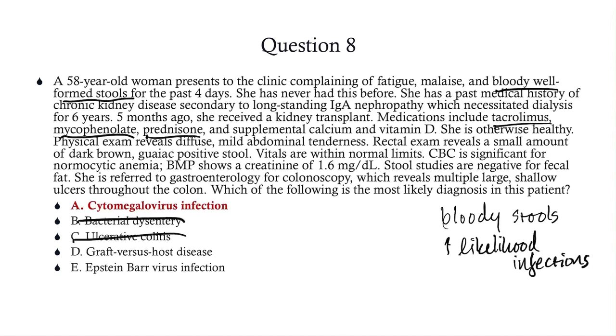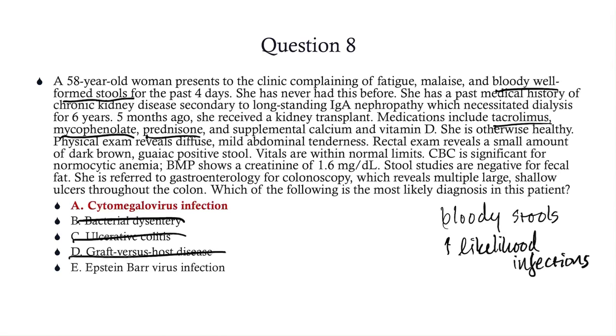Graft versus host disease, why not? Graft versus host disease is usually seen in people who have gotten stem cell transplantation, like a bone marrow transplant. And then what happens is that those bone marrow cells recognize the host as foreign, and so various tissues in the body will be attacked. Usually these patients will start out with a rash. And so this patient does not fall into those risks.